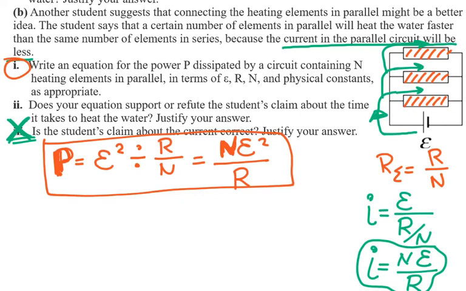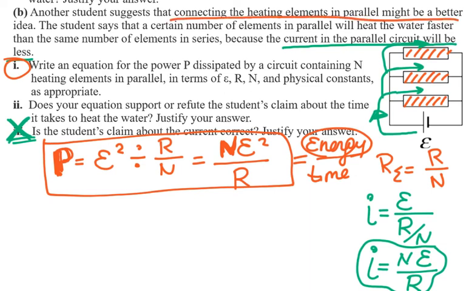And for the second part, does the equation support or refute the student's claim about the time it takes to heat up the water? Again, this is how much energy is given per second. So you give more energy per second. So this formula does support the student's suggestion that connecting heating elements in parallel might be a better idea to heat up the water.